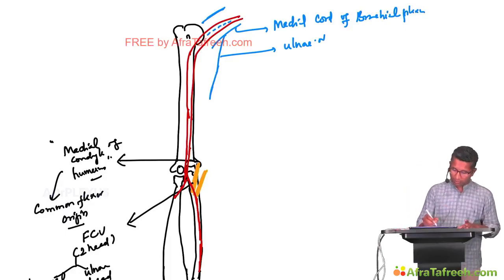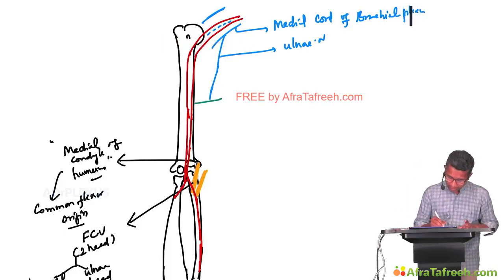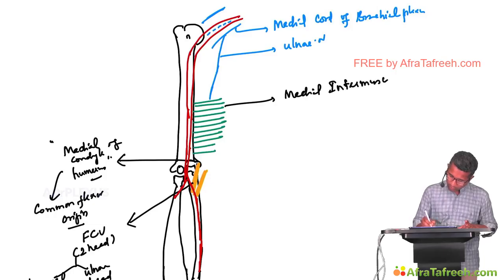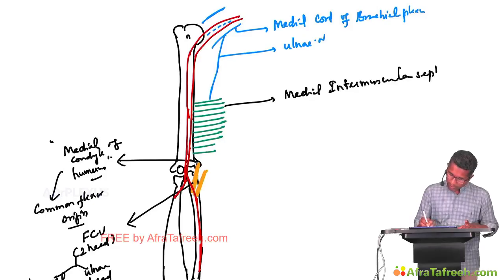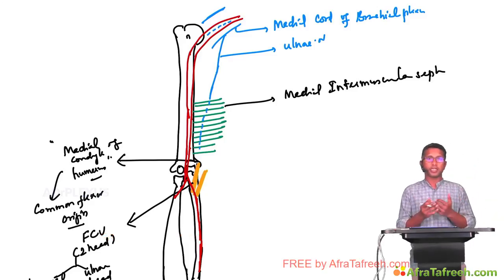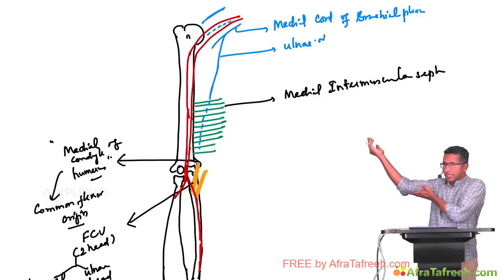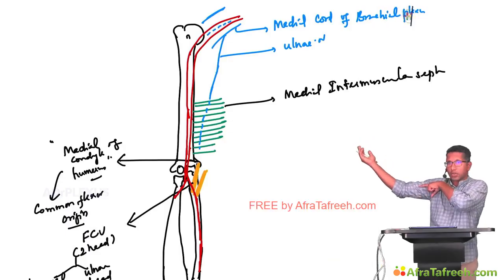In a very similar way, at the middle of the arm, there is a septum here. This septum is called the medial intermuscular septum. The ulnar nerve pierces the medial intermuscular septum and becomes a posterior structure. It runs now on the posterior aspect, the extensor aspect of the arm. So this is the flexor aspect and this is the extensor aspect. Initially the nerve was running on the flexor aspect.